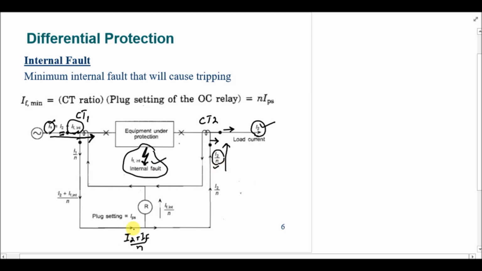So if the current that is approaching this node is I2 plus IF over N, and the one that is leaving this node should be I2 by N, then the current that will be flowing through the relay is IF by N, that is the fault current. So in case of internal faults we have a current IF by N that is actually flowing through the relay, and that is always greater than the plug setting. So the spill current in this case will be the fault current. So this is a simple example of internal fault.